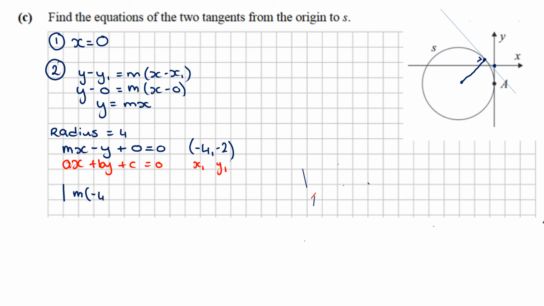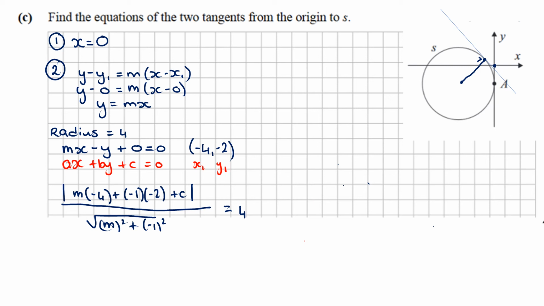a x1 plus b y1 plus c, and that's all in absolute value lines, all over the square root of m squared plus minus 1 squared, and that should equal 4. So that should equal the radius. So working with this, we're going to be able to solve for m, and we're going to be able to work out the slope and then in turn the equation.